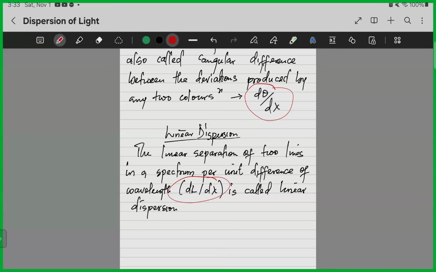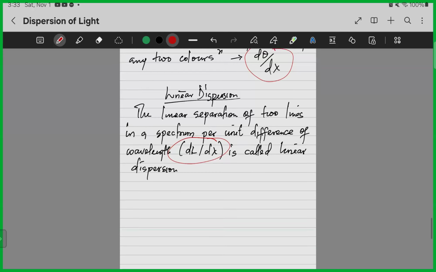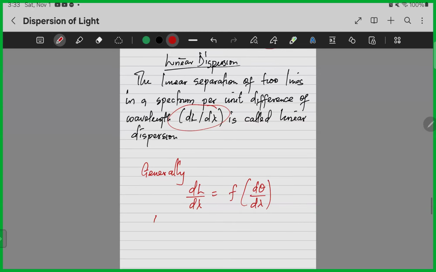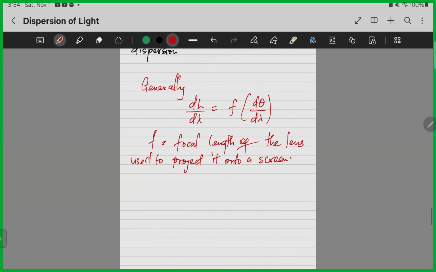If I want to relate the two, I'll write it like this. So the relationship between the two, we can say generally, dL/dλ equals F dθ/dλ, where F is the focal length of the lens used to project it onto a screen. So keep that in mind.